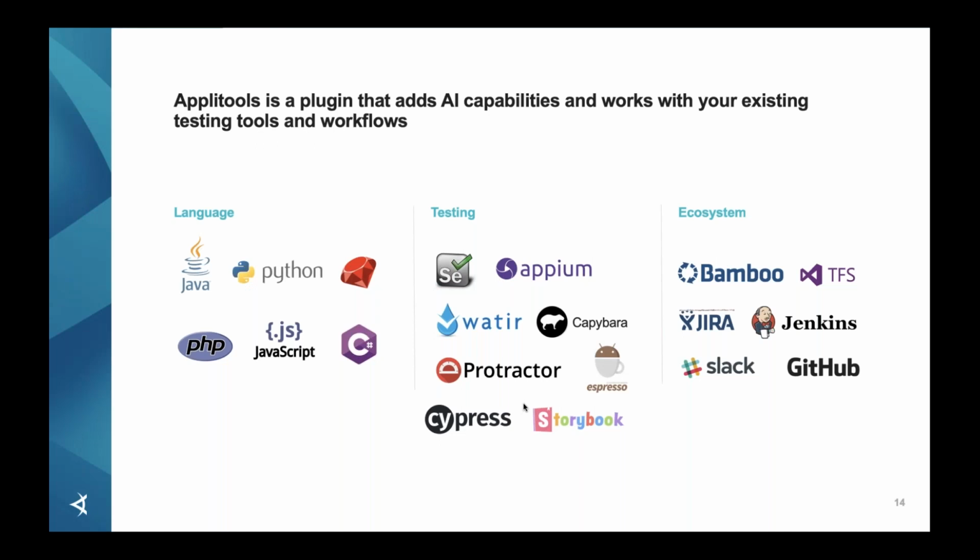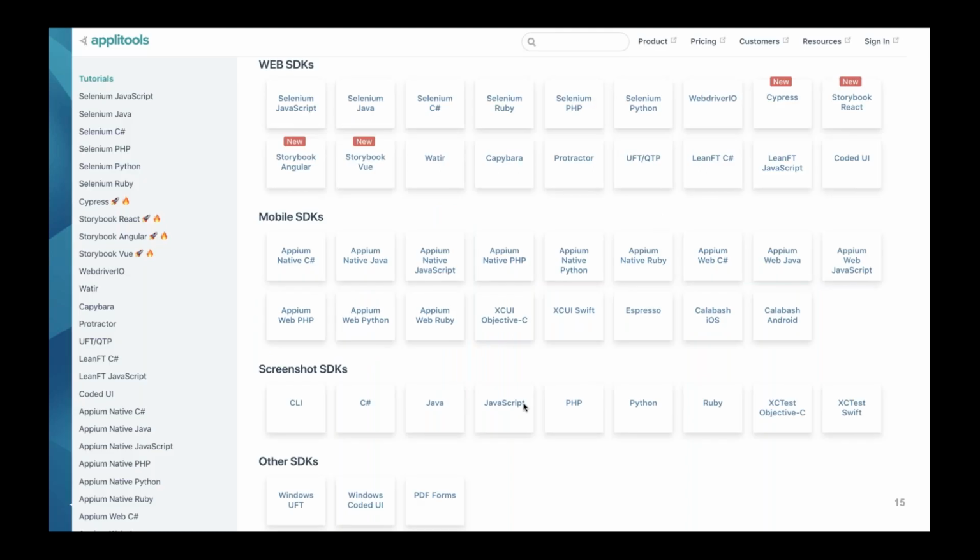So it can work with your existing languages, like if your team is using Java, Python, Ruby, or any of the common languages, we have SDKs for all those things. And it works with any of your testing tools. We support pretty much all the major testing tools in the market today. And we also have integrations with a lot of your existing ecosystem, like Jira, GitHub, Jenkins, Slack, and whatnot. And we have tutorials for all these different combinations. We have about 40, 45 different SDKs, and we have tutorials for each one of them. So it's very easy for you to get started.